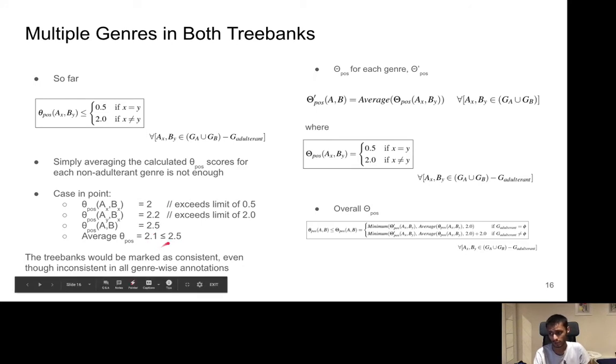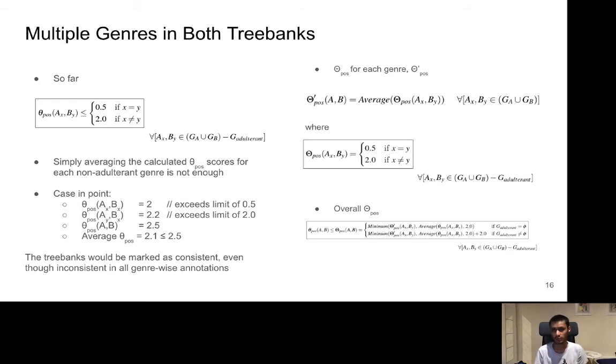And so we would be saying that the Treebanks are consistent, even though this might not be the case. So to combat this, we use a theta POS for each genre, where we identify theta dash POS as the average of capital theta POS of AX and BY, where capital theta POS is 0.5 or 2.0.